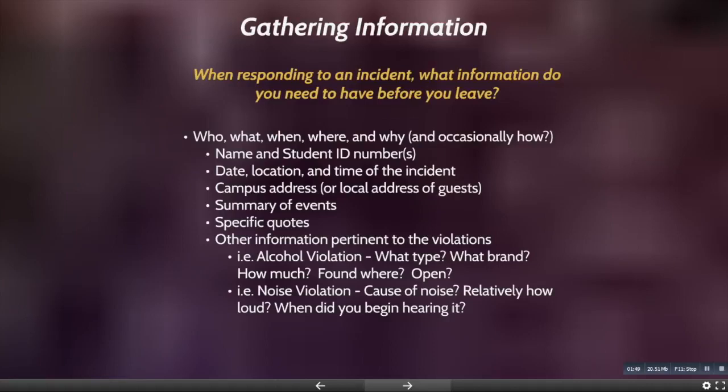For example, for an alcohol violation, what type of alcohol, what brand. For noise violations, what was the cause of the noise, relatively how loud was it, and when did you begin hearing that noise?